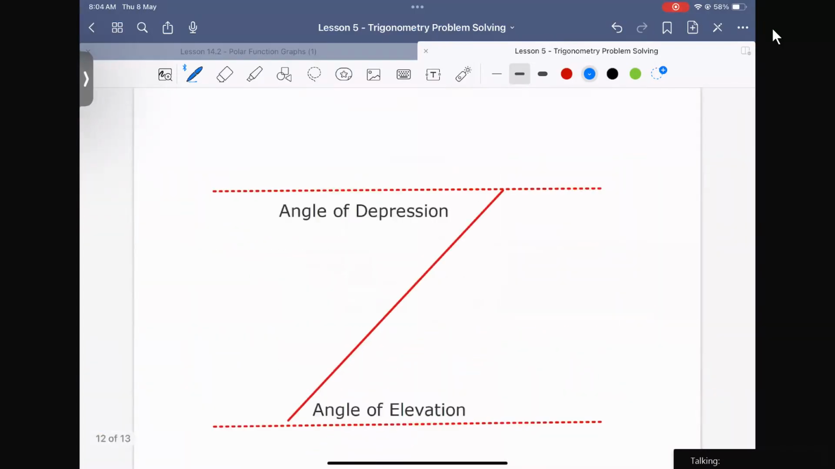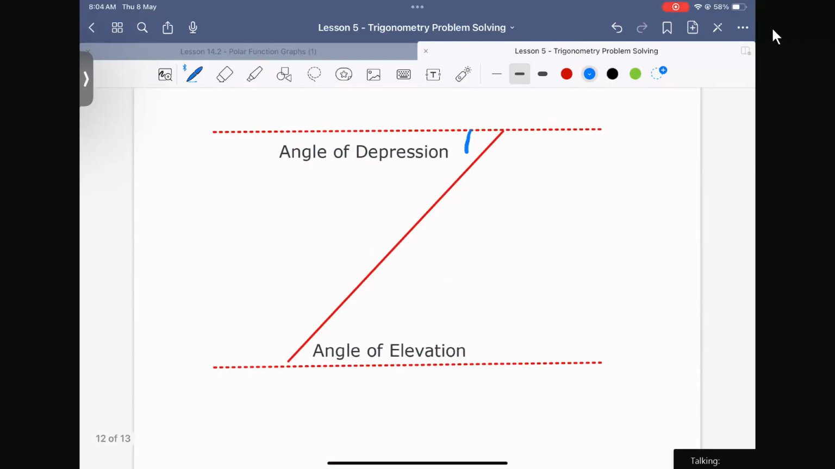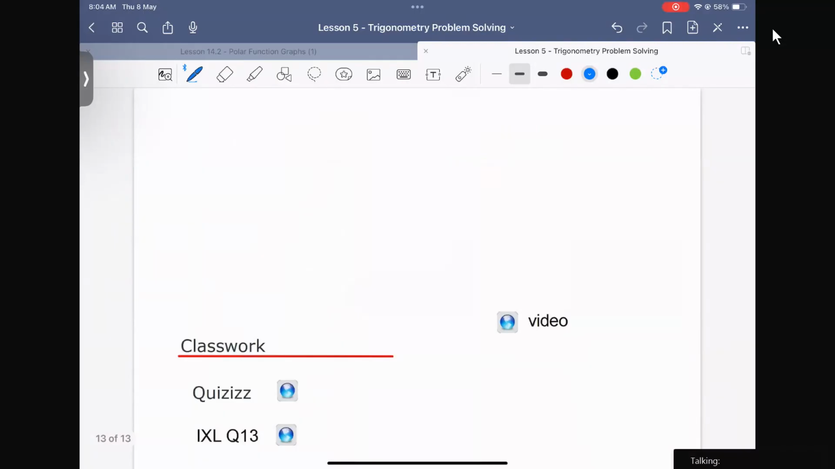Okay, little summary there. Angle of depression, we're looking down. Angle of elevation, we're looking up. That's it for today.